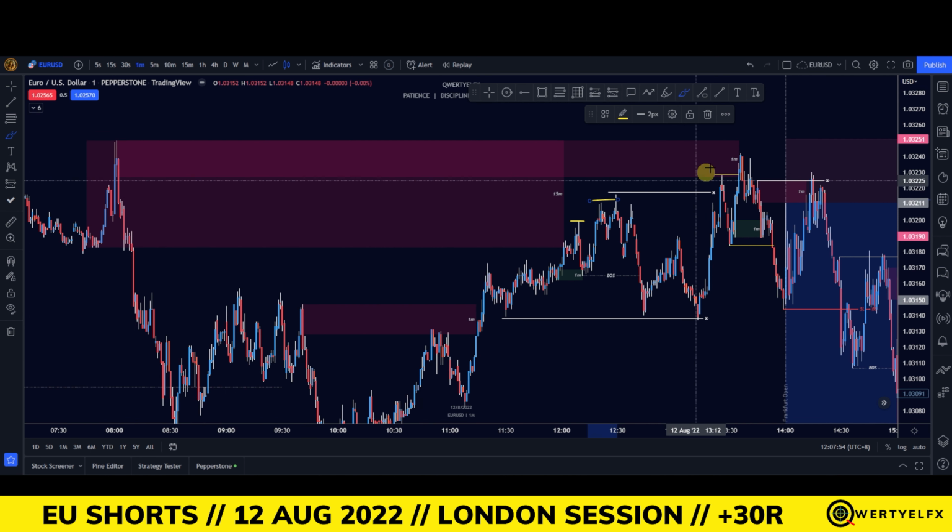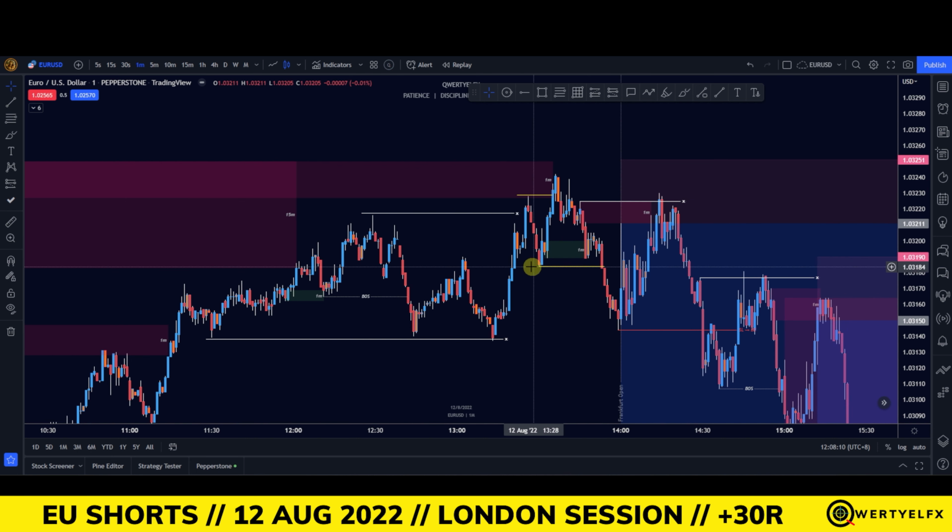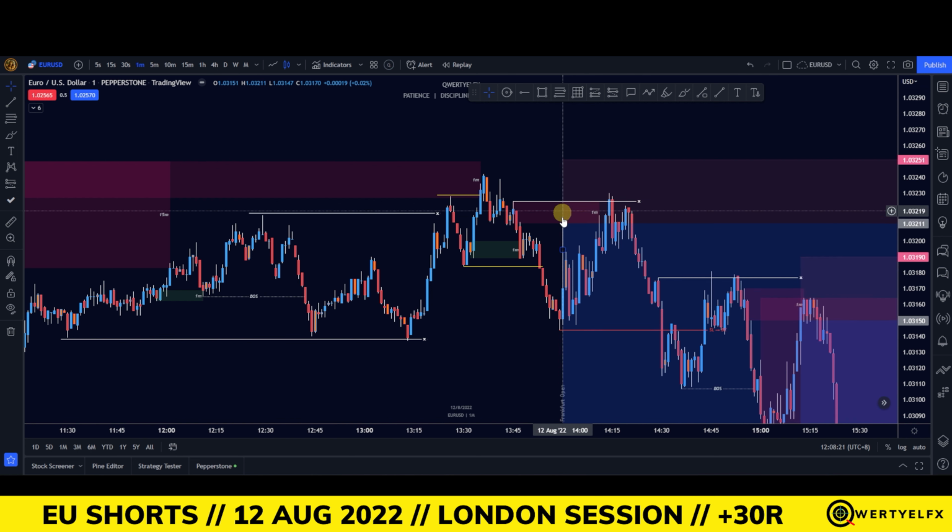Once we got that tap inside over here, I was waiting for the short-term structure to shift, which we did get over here when we broke the last higher low and this last demand zone that was created. When that happened, I drew up this 1 minute sell zone, and that's where I set my limit order, which got executed right at the Frankfurt Open over here.